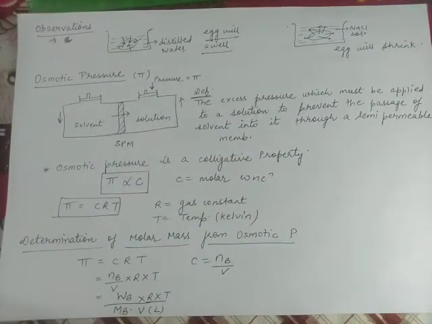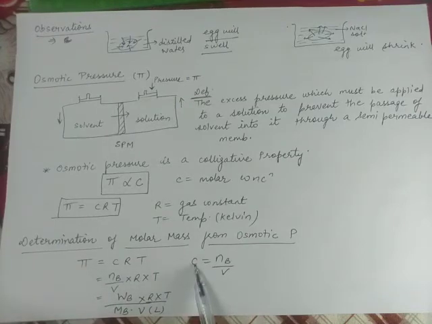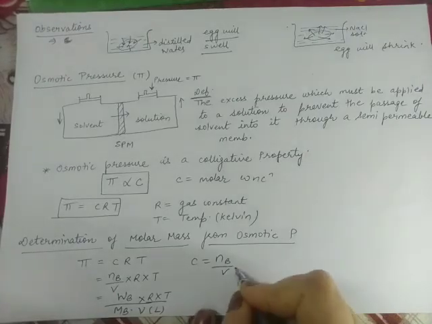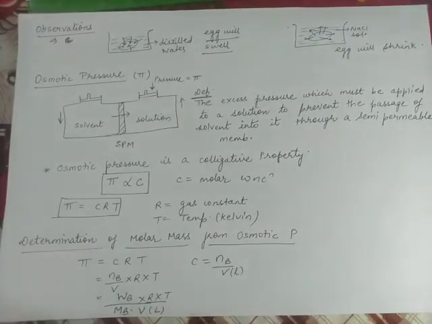Now next, the determination of molar mass from osmotic pressure. So pi is equal to CRT, because we have to solve numericals on this. Concentration is molarity now, the number of moles of solute n_B upon V, and this volume should be in liters. Now expand this formula: n_B upon V into R into T. Now what is n_B? Given mass upon molar mass. R is the universal gas constant, T is the temperature, and this volume should be in liters. So this is the formula for calculating pi, and from this formula we can calculate the molar mass of an unknown solute.